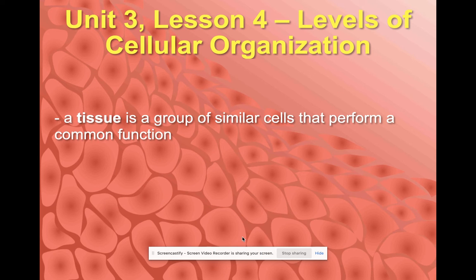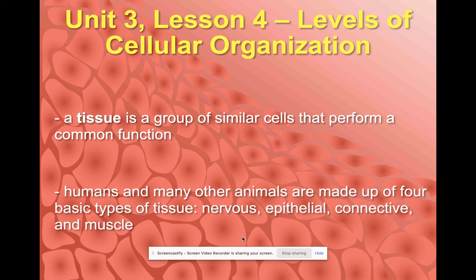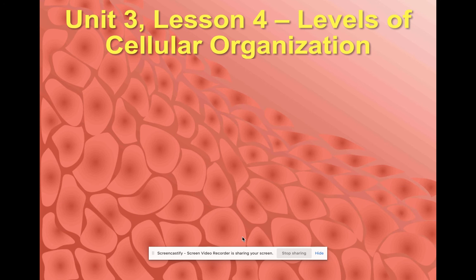All right, our main word for today is tissue. And this is a definition you're going to have to really know. A tissue is a group of similar cells, so alike cells, that perform a common function or job. Humans and many other animals are made up of 4 basic types of tissue, and you're going to need to know these. A couple of the words are a little hard, maybe. There's nervous tissue. The next word is epithelial, then connective, and then muscle. We're going to look at each one of these specifically right now.